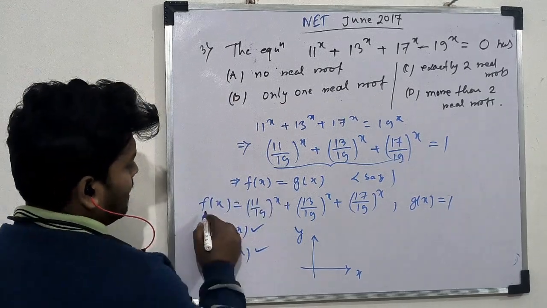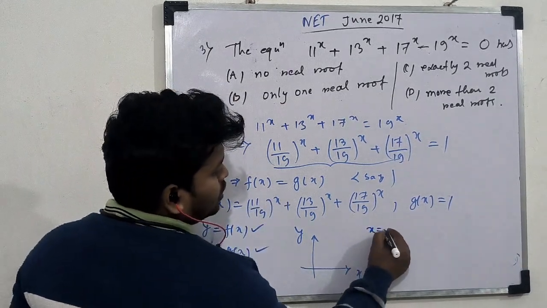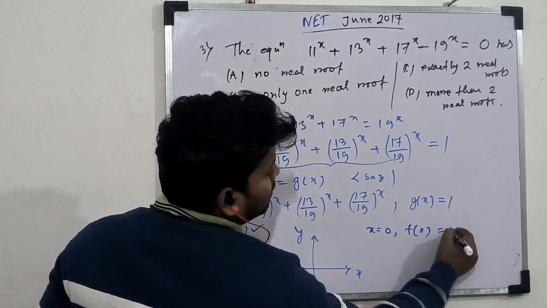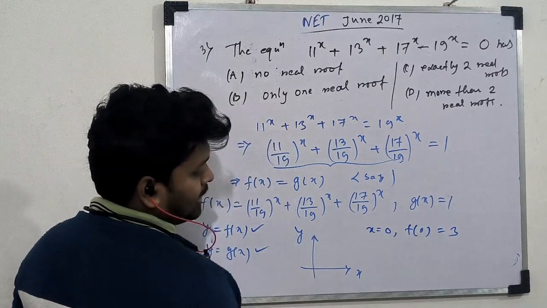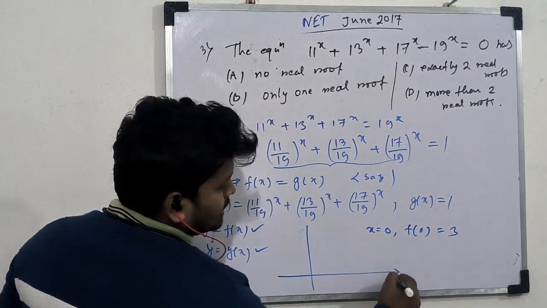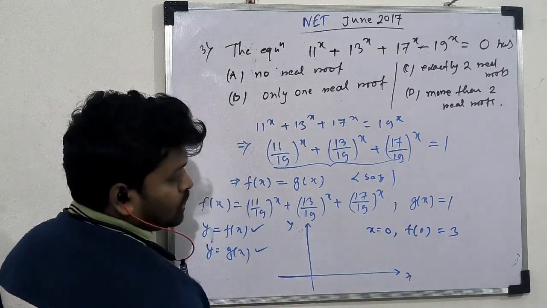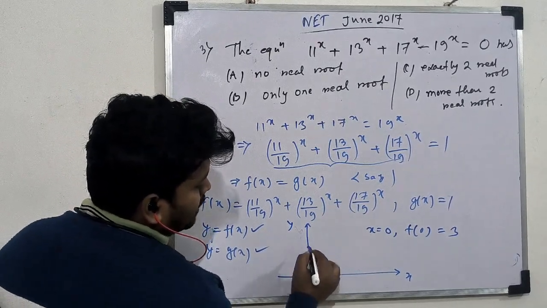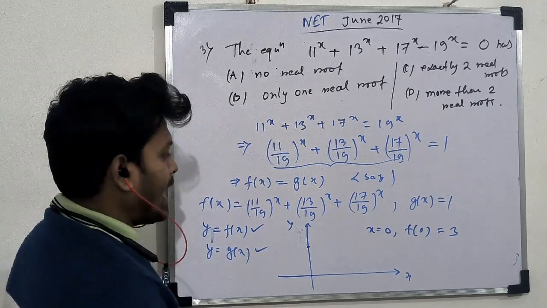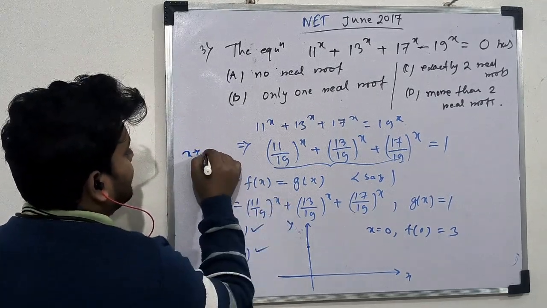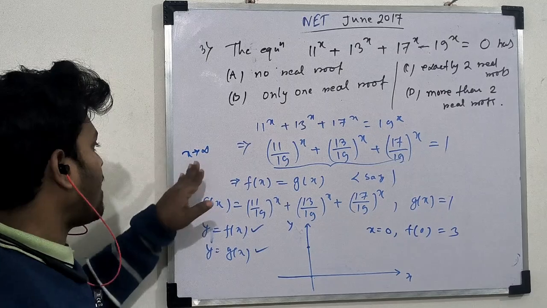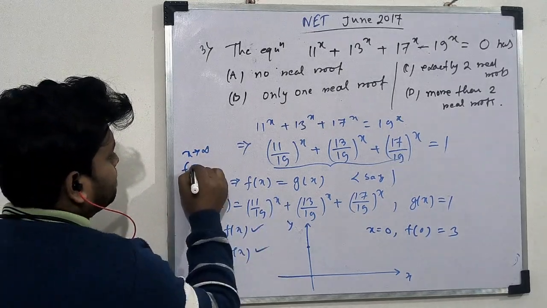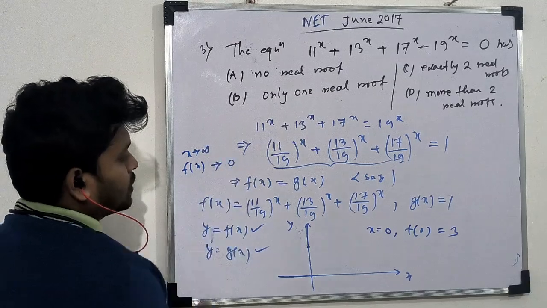So from this equation, if f(x) is this, we get, if x equal to 0, then each term is 1, that is f(0) will be 1 plus 1 plus 1, that is 3. Okay? So if you write it, this is x, this is y. So when x equal to 0, f(x) will have the value 3. Okay? And when x is larger than any number, that is x tends to infinity, f(x) tends to 0.